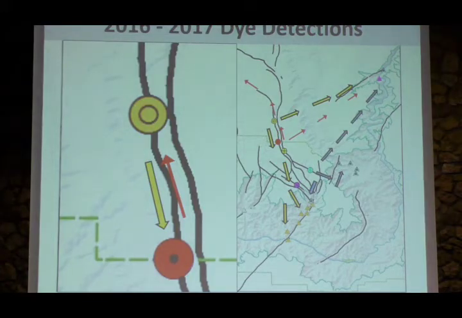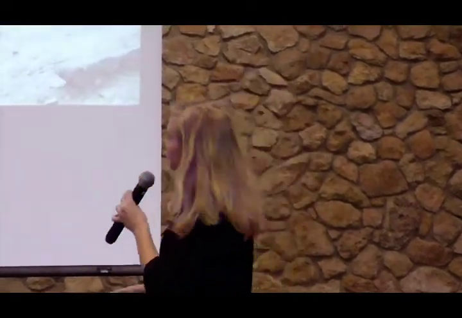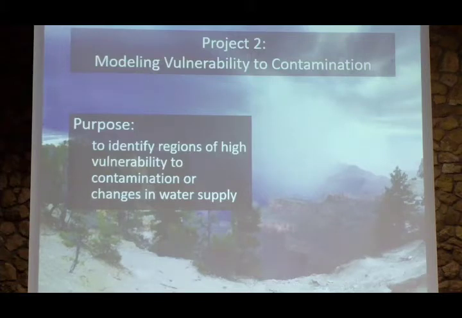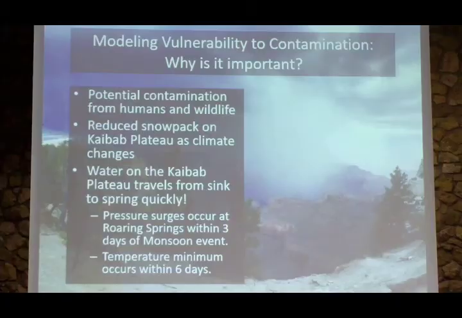However, in the meantime, we decided to approach this process from different ways. So one of our new projects is modeling the vulnerability to contamination on the Kaibab Plateau. So the purpose of this is to find regions that might be sensitive to changes in water supply, or we want to find out which regions are actually important in supplying this groundwater. So potential contamination could come from humans or from wildlife. As the climate changes, reduction in snowpack. Snowpack is currently the largest feeder of this groundwater system. So if we decrease the snowpack, we might see less water overall.